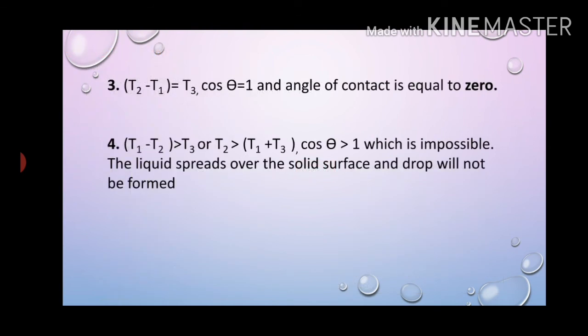The third case is T2 minus T1 equal to T3. At this point cos theta will be equal to 1 and therefore the angle of contact is equal to 0. In the fourth case, if T1 minus T2 is greater than T3, or T2 is greater than T1 plus T3, then cos theta will be greater than 1, which is impossible. Therefore the liquid spreads over the solid surface and there will be no formation of drops on the surface.